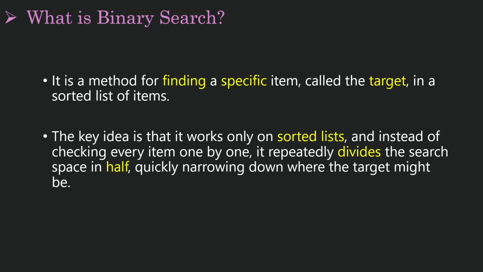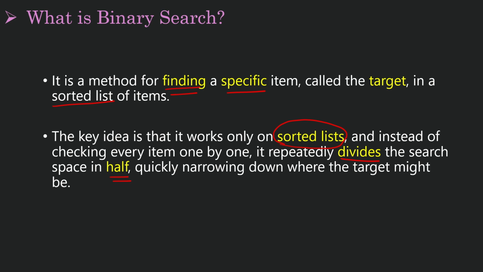Let's start with the big picture. Binary search is a method for finding a specific item, called the target, in a sorted list of items. The key idea is that it works only on sorted lists, and instead of checking every item one by one, it repeatedly divides the search space in half, quickly narrowing down where the target might be. This makes it incredibly fast compared to looking through the list from start to end.